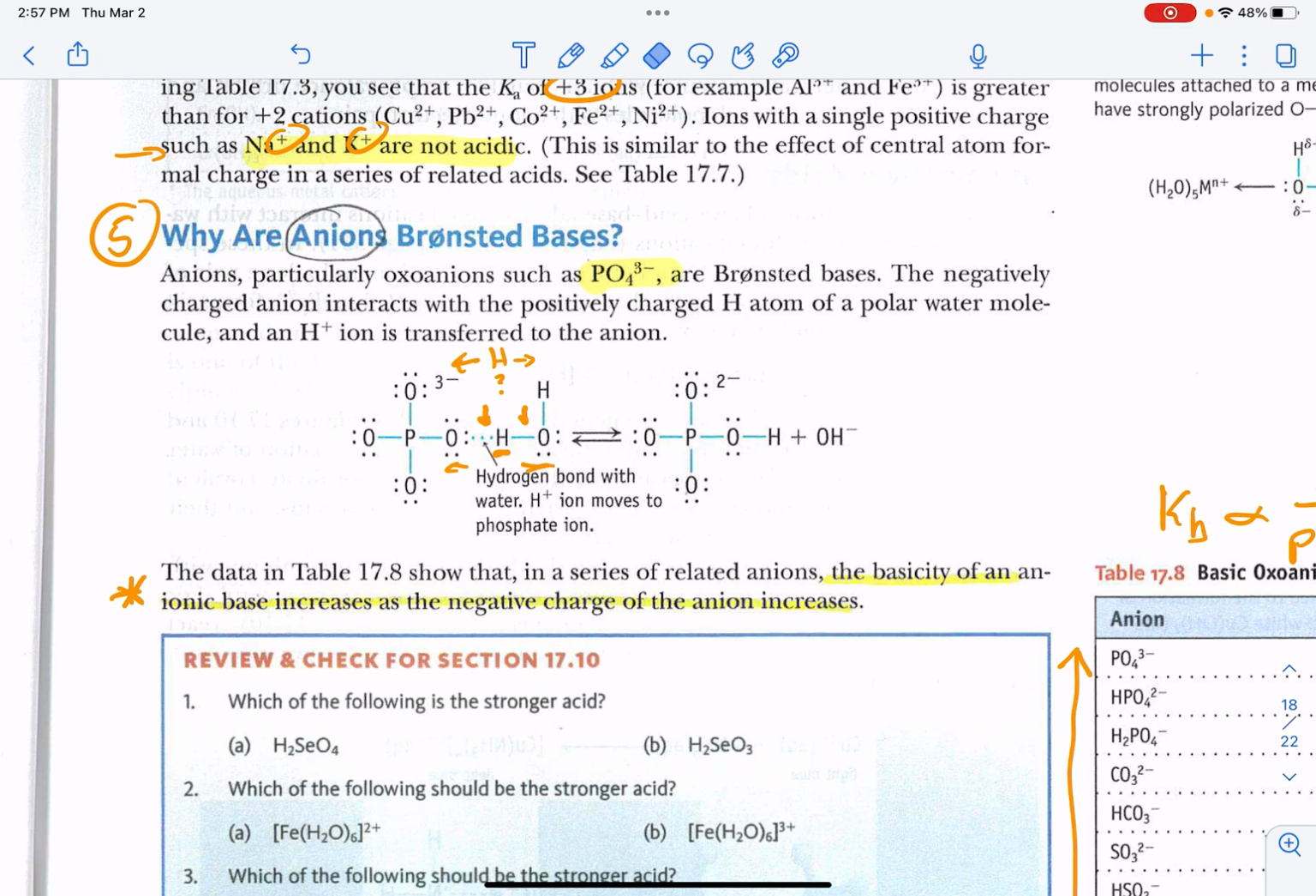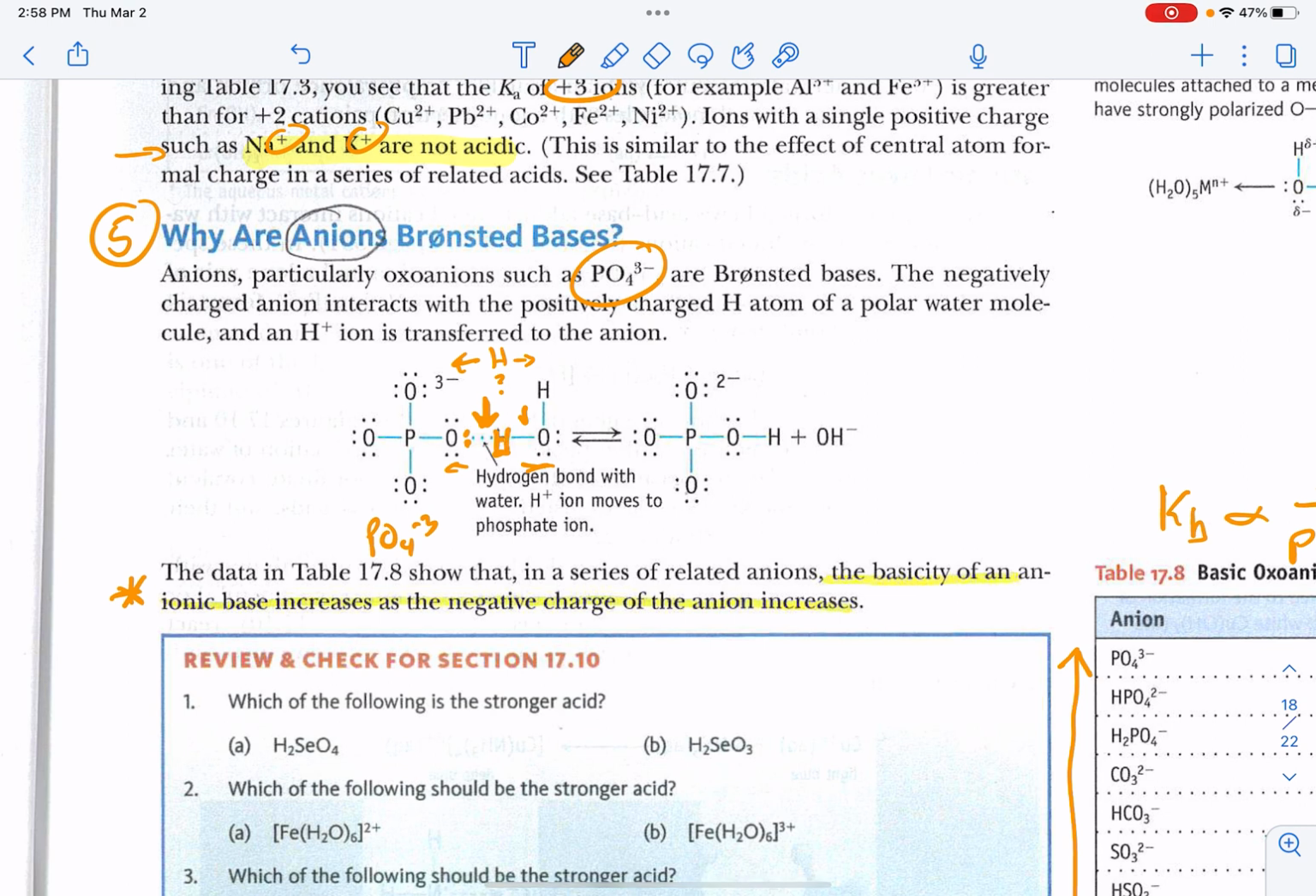Last consideration, why are anions Bronsted bases? That means the anion has to, for some reason, gain a proton. One of the most commonly studied Bronsted bases is the phosphate. So if you look at this phosphate right here, here's my PO4 with a -3 charge. There's my phosphate. And if you look at this bond right there, that hydrogen bond, remember hydrogen and oxygen, NOF, there's my hydrogen bond. There's my lone pair of electrons.